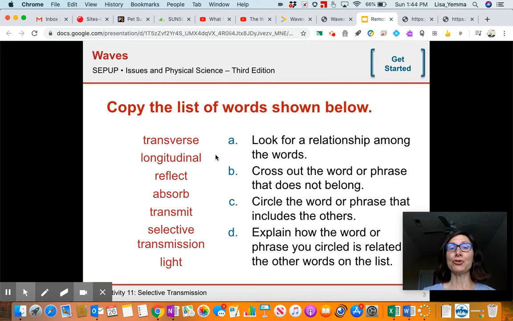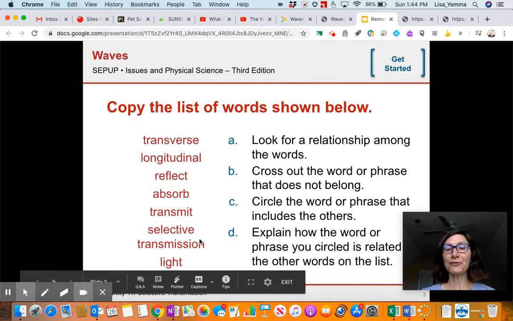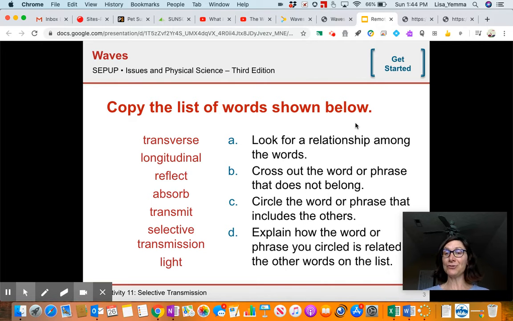We have transverse, longitudinal, reflect, absorb, transmit, selective transmission, and light. So for part A, you're going to look for a relationship among the words. What do you notice? What patterns do you see? This is a unit on waves, and everything in here has to do with waves. And one of the clarifying pieces of why the category isn't waves is because waves isn't one of the terms.